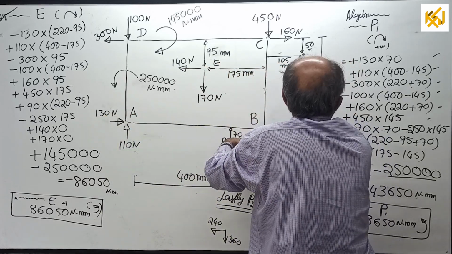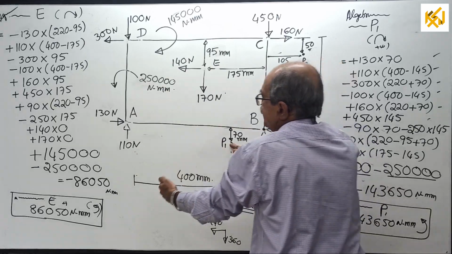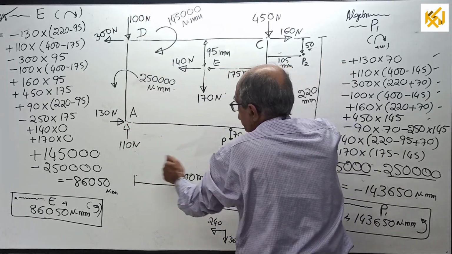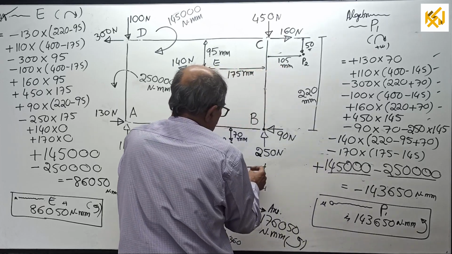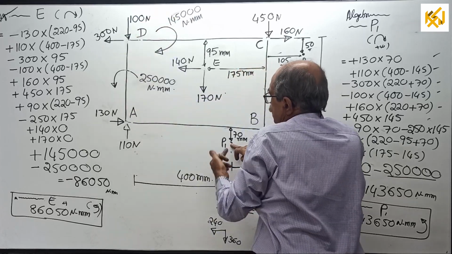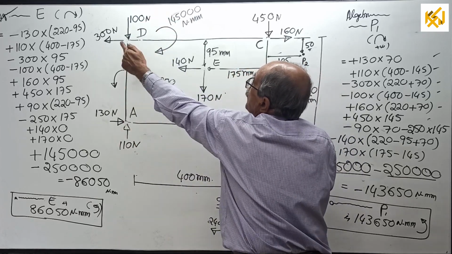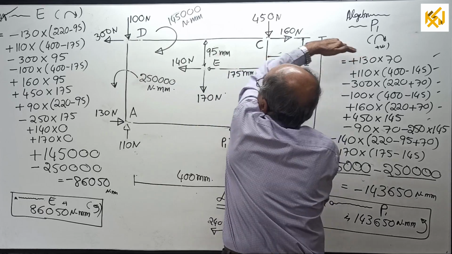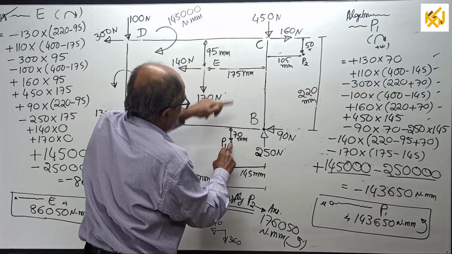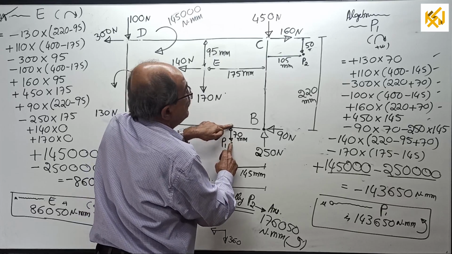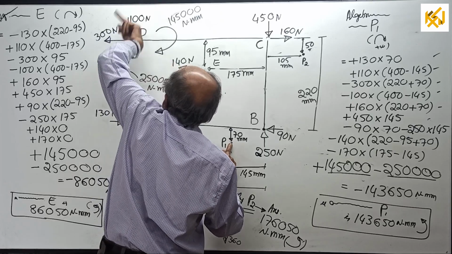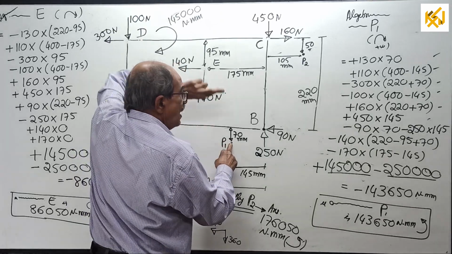130 into 70, clockwise. 110 into this distance. From 400, subtract 145, clockwise. 100 into once again the same distance. Oh, sorry, one more before that, one horizontal. 300 into, from P1 to this one is 70 and then plus another 220, anti-clockwise. 100 into, I already told just now, anti-clockwise.